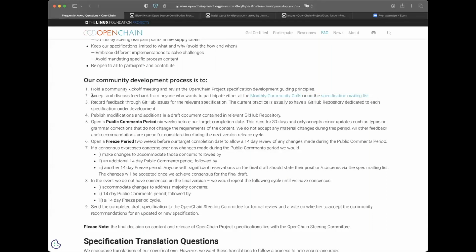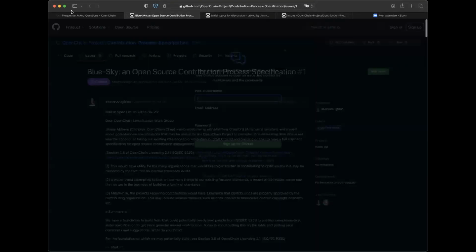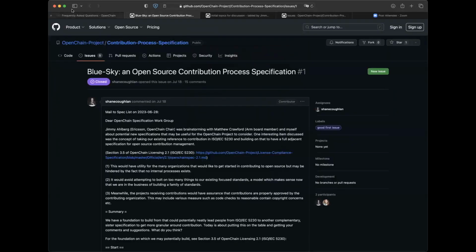So the feedback on the calls and mailing list is intended to provide a zone for specification that requires no particular expertise, including how to use GitHub at all. But we record all the feedback. And for that reason, you're very welcome to open new issues on GitHub and do your feedback that way.